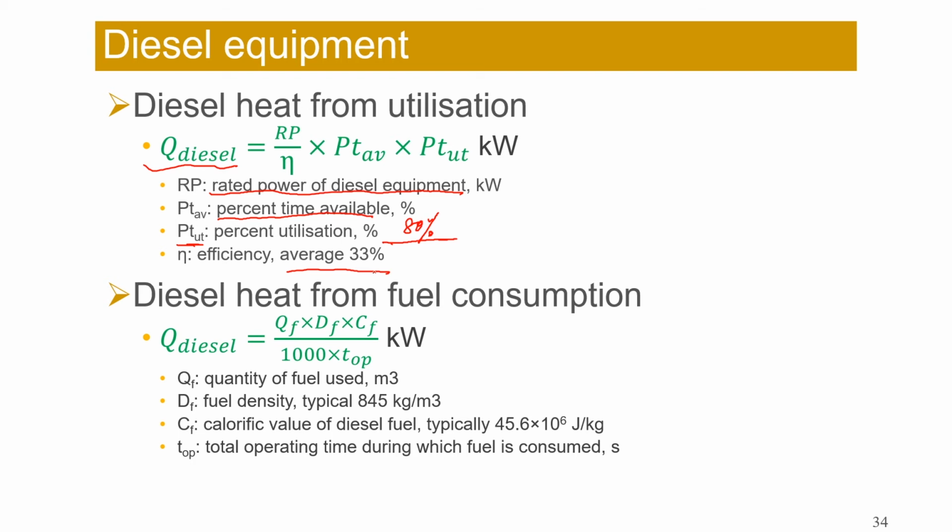We can also calculate the diesel heat from fuel consumption. Sometimes this is easier because the fuel consumption in a mine is easier to monitor. In this equation, the heat can be calculated from the quantity of fuel used. The fuel density is known here, and the calorific value of diesel fuel, a typical value, is given here, and we need to know the total operating time.